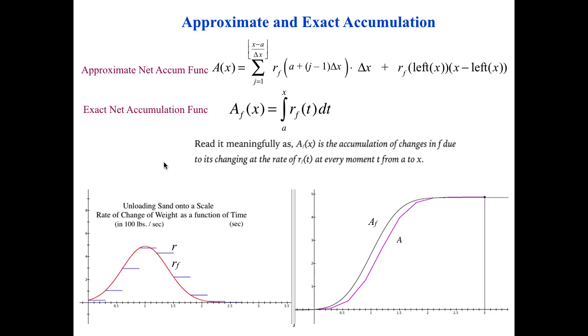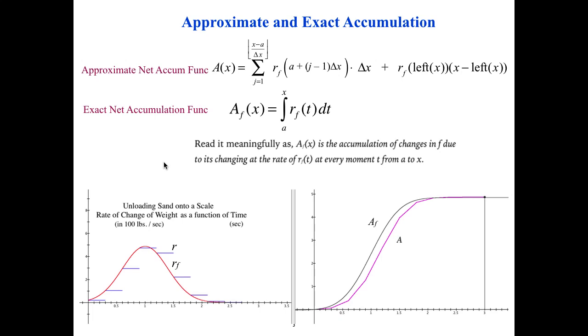So you can read that, kind of interpreting it instead of just reading the symbols. I'll tell you how to read the symbols too, but if you want to read this with meaning for it, this a sub f of x is the accumulation in f. So a sub f, accumulation in f. F would be like the total weight, including anything that was there on the scale to start with. A sub f is just what happens because of this rate. So the accumulation of changes in f, due to its changing at a rate of r sub f of t, at every moment t from a through x.